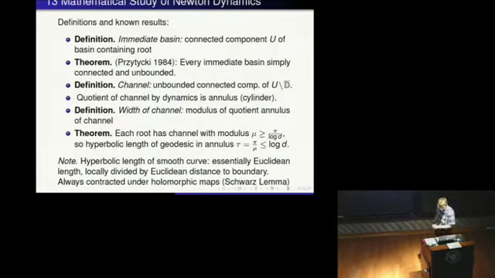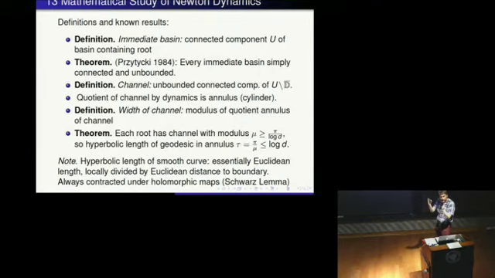Okay, so these are the corresponding definitions. The immediate basin is defined. Przyczynski's theorem I mentioned. The channel is an unbounded connected component of the immediate basin minus the closed disk. It's just the part in the immediate basin that goes to infinity. And within every immediate basin, let me go back, you define the quotient of the channel.